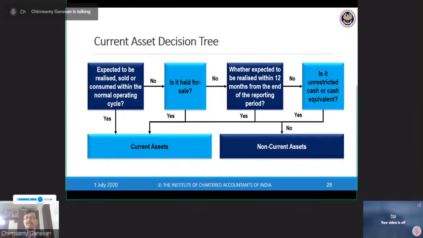For example, if I am talking about an investment, right? Investment expected to be realized, sold, consumed within the normal operating cycle. It is not a debtor. It is not my raw material. It is not my WIP. It is not my finished product. And accordingly, operating cycle itself is not relevant for investment. Accordingly, it is not required. Investment, is it held for sale? Regularly you are buying and selling, or you just invest and keep it. So assuming that I am investing for the purposes of earning the interest and principal arising out of it, it is not held for sale.